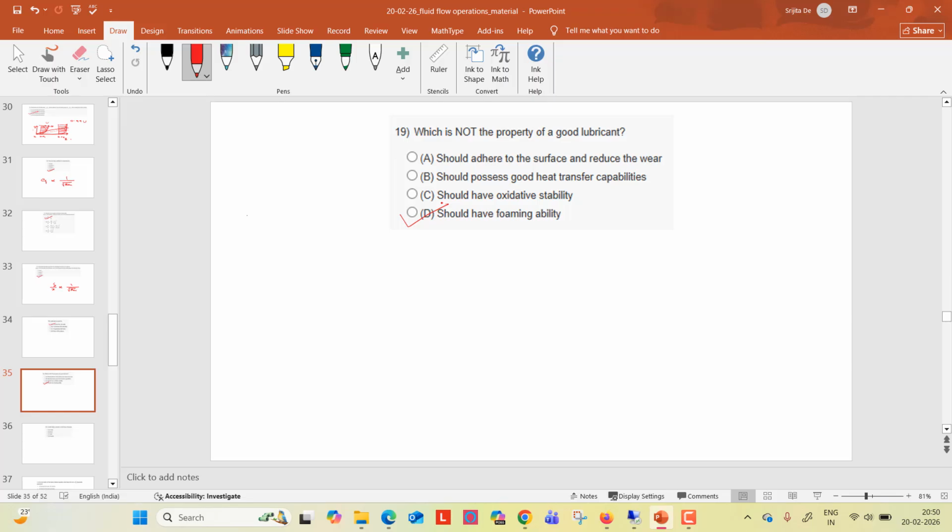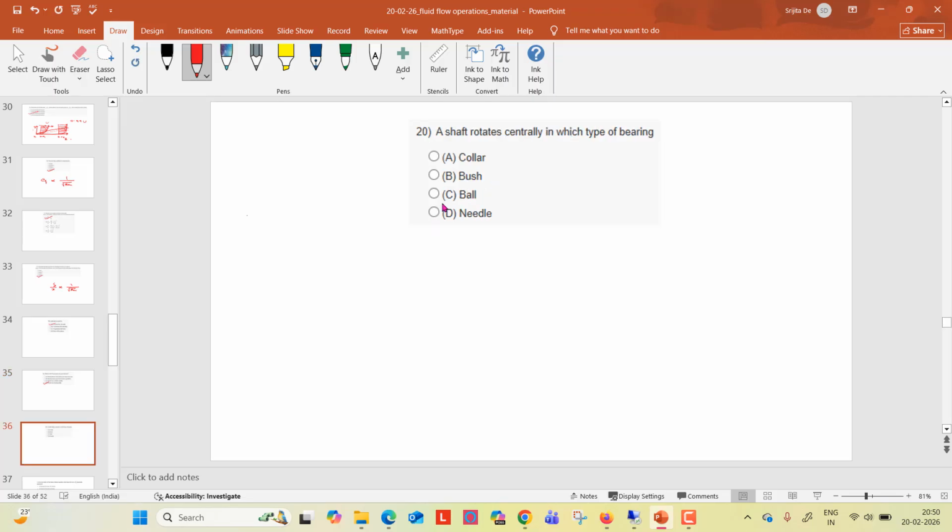Next, a shaft rotates centrally in which type of bearing? If you go through the shaft portion, you will find that the shaft rotates centrally in the case of a bush bearing.